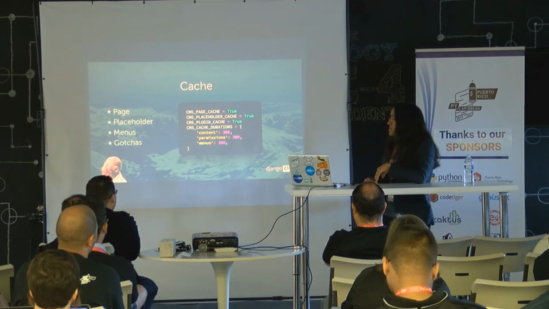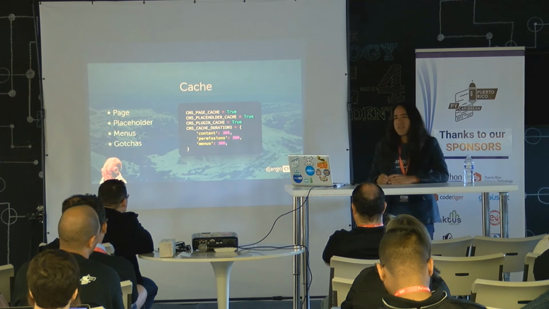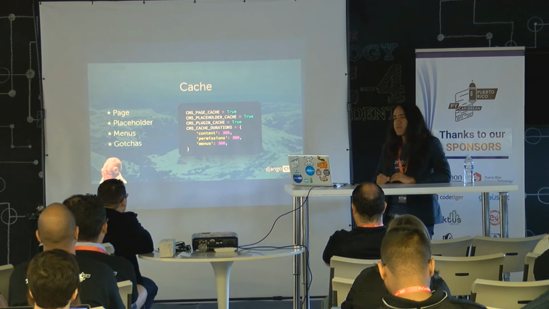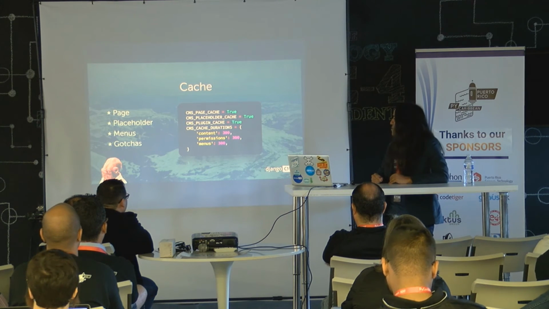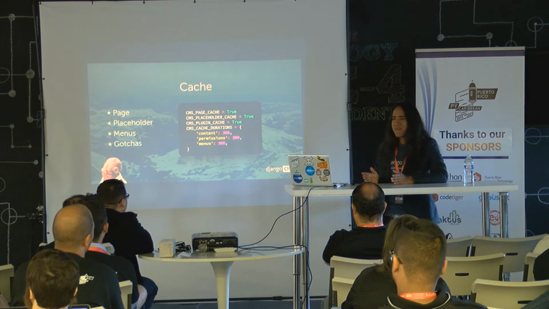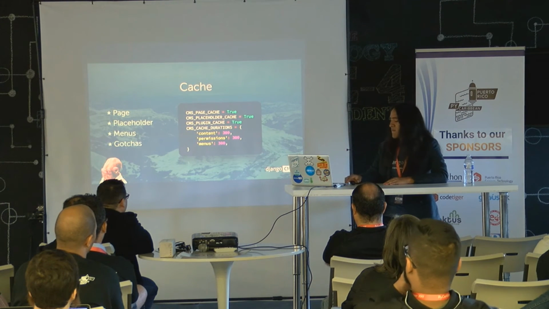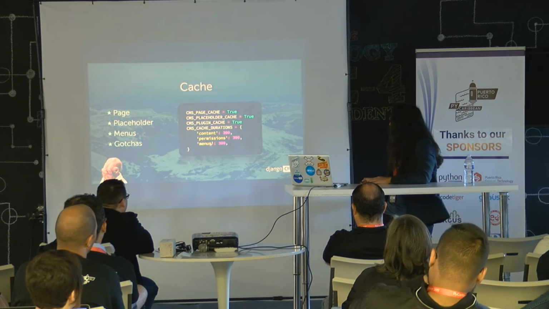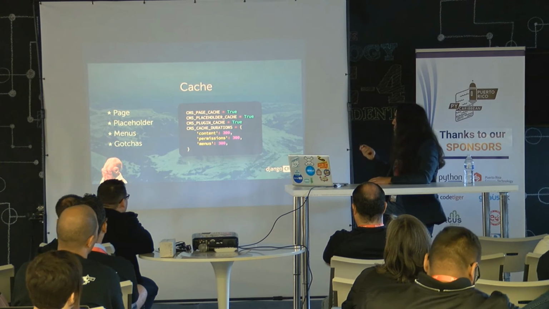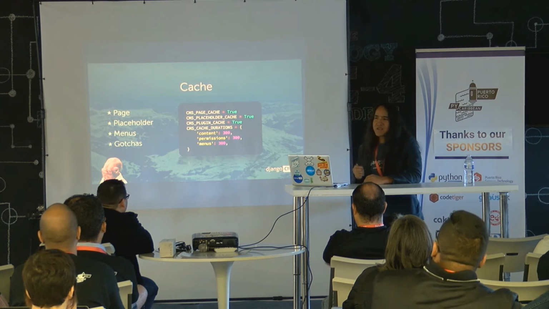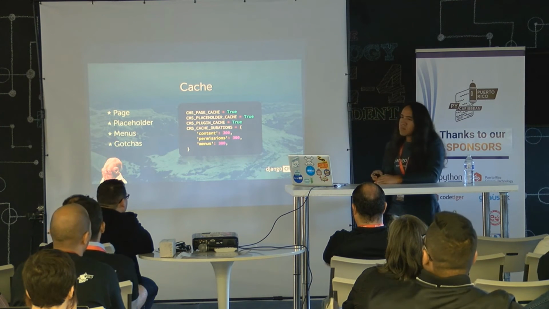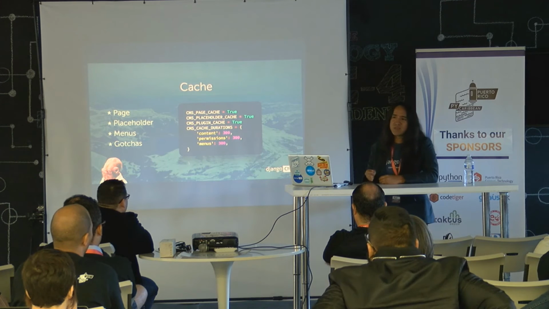And then there is menus cache. The menu is one of the most expensive things on the CMS. It's really expensive to generate that menu. So we highly recommend having caching enabled for that. You can configure the durations of the menu there, and you can also turn off page cache and placeholder cache. And then there's a gotcha with plugins. We don't support plugin-level caching yet.